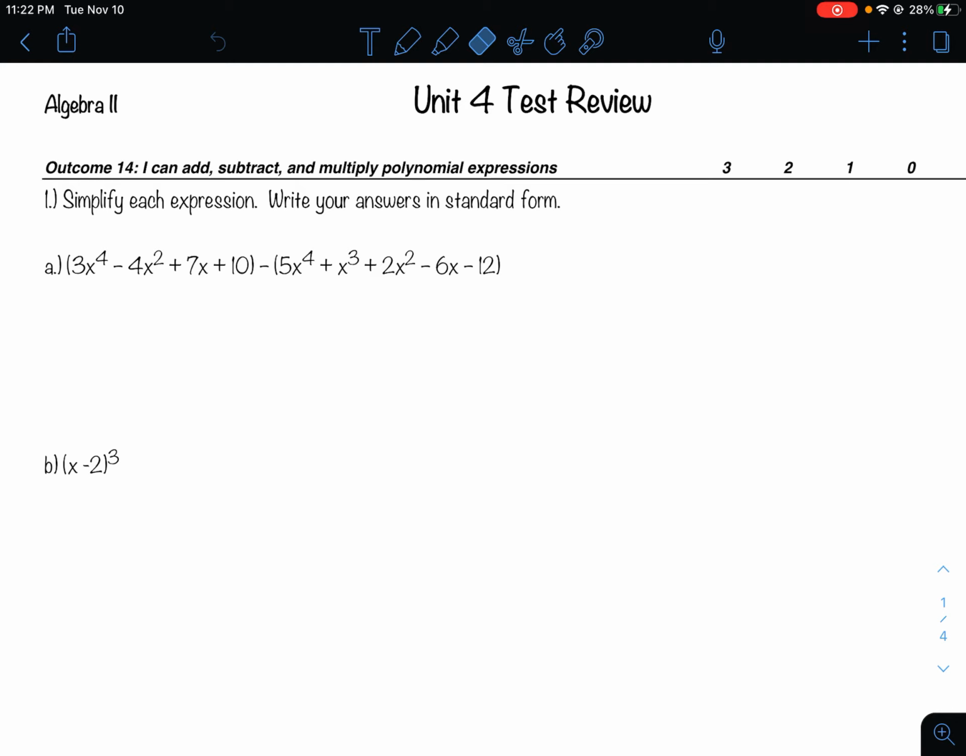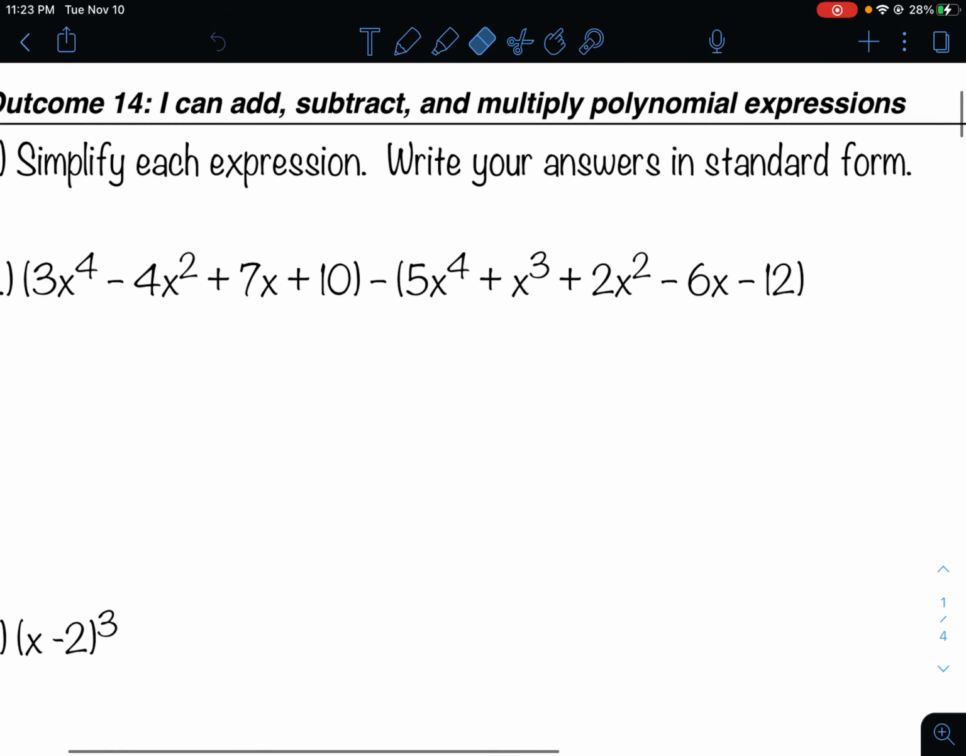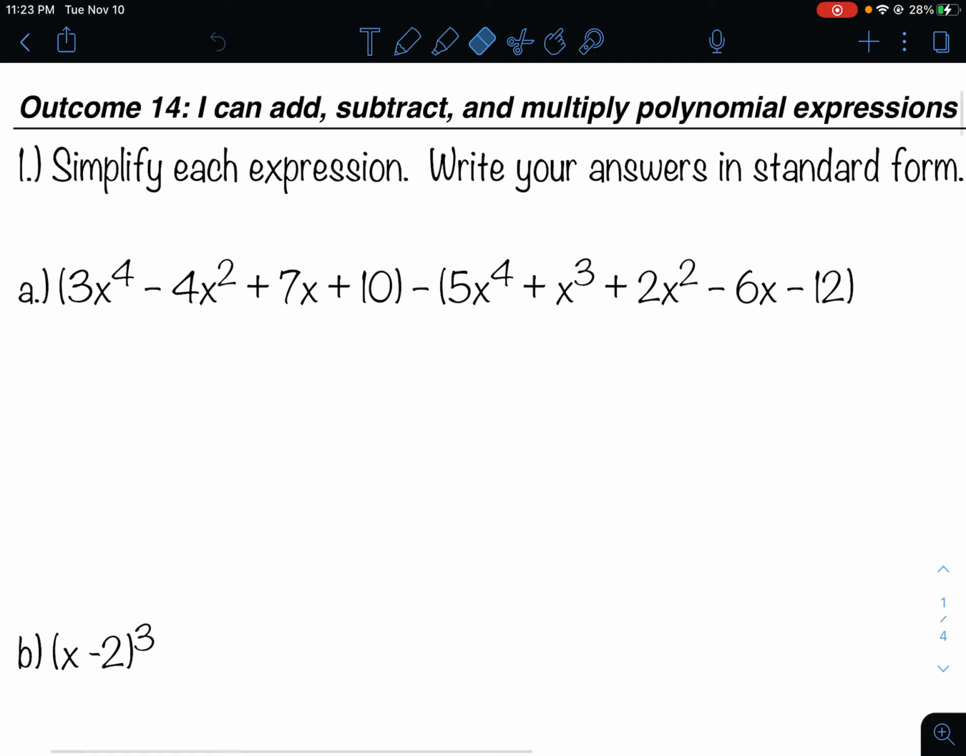Outcome 14 is all about adding, subtracting, and multiplying. I'll tell you right off the bat, you're not going to have an adding one. It's just too easy. It's combining like terms, and either way, the subtraction one ends up turning into addition anyways, so we don't put an addition one in there. So with subtraction, one thing I told you to do is to make sure that you change the sign to a positive, and then everything else that's in the parentheses is going to change signs.